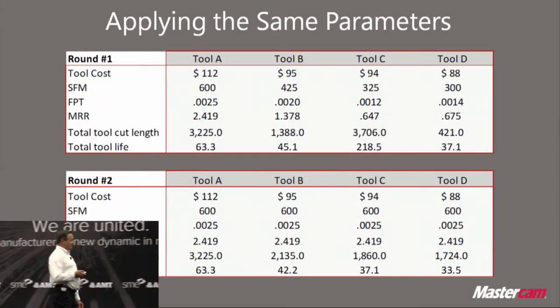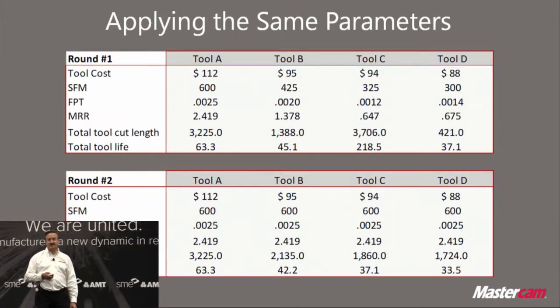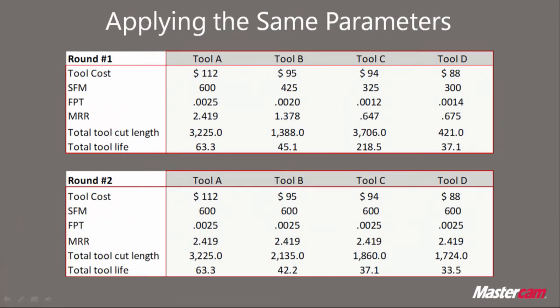So now, let's apply the same parameters. And now you start to see something interesting. Originally, your tool cut length was 1400 per se, 3700, 420, roughly. Now your tool life, 45, 218, 37. Now we're going to be running these less expensive tools a hell of a lot harder and well over what they're normally spec'd out to.